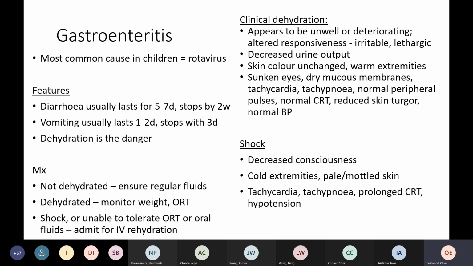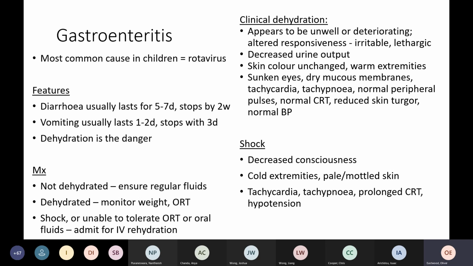So with our SBA, the kid was irritable, a bit lethargic, and had decreased urine output. If they mention any other things like that but their vital signs are normal, then you're probably looking at clinical dehydration. And if they don't mention any of those other things, then you can probably just put them in the normal category and give them some advice on fluids and everything like that.